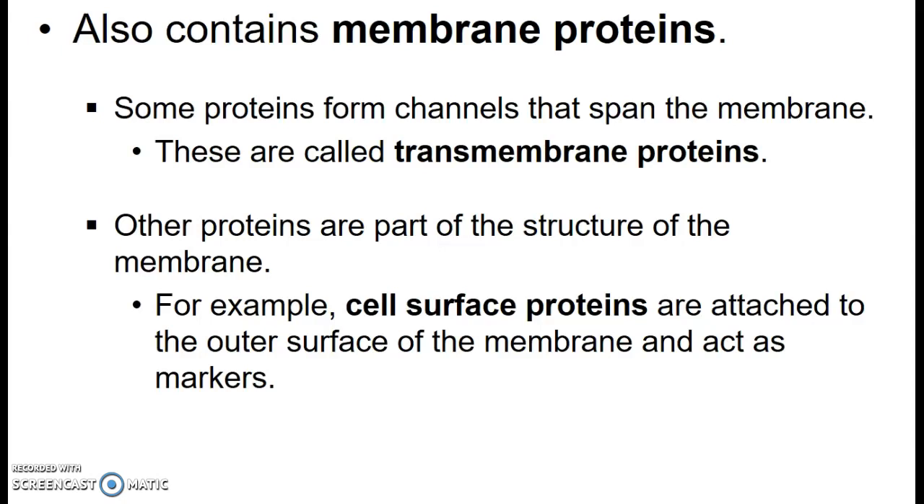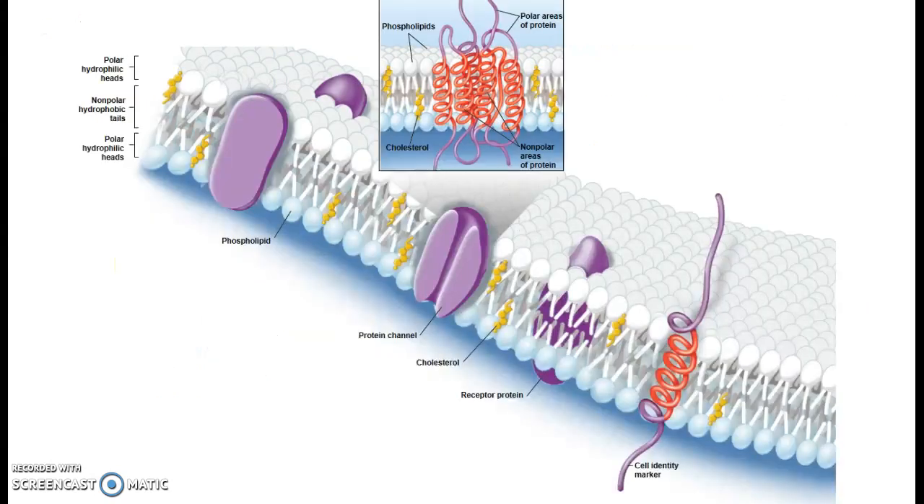Okay, so another component of the plasma membrane are membrane proteins. Some of them cross all the way through the plasma membrane, and they're used as channels. They're called transmembrane proteins, right here, and they form channels or tunnels that allow molecules to cross through. And then there's another type of proteins associated with cell membranes, and they're called cell surface proteins, and usually they're attached to the outside of the plasma membrane, and they can act as markers to identify cells.